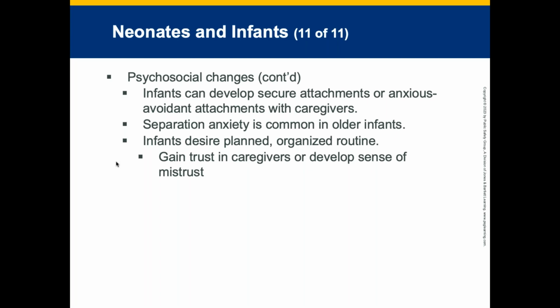So why is this stuff important? Why is it important to know about anxious avoidant attachment versus true bonding versus separation anxiety?